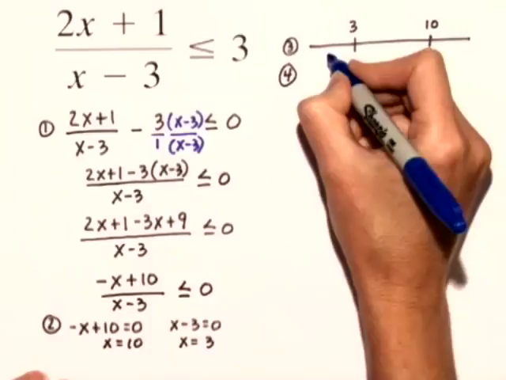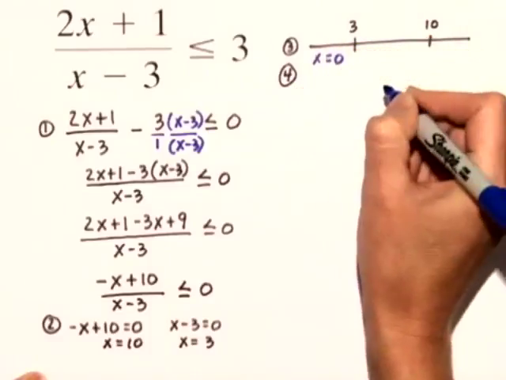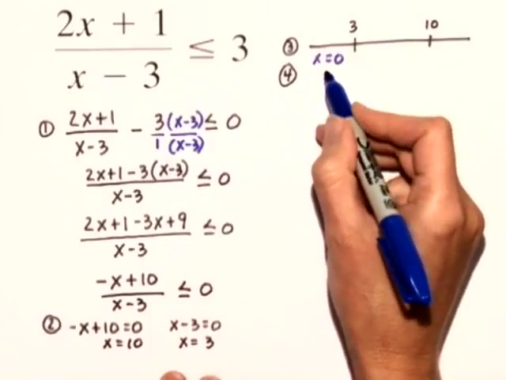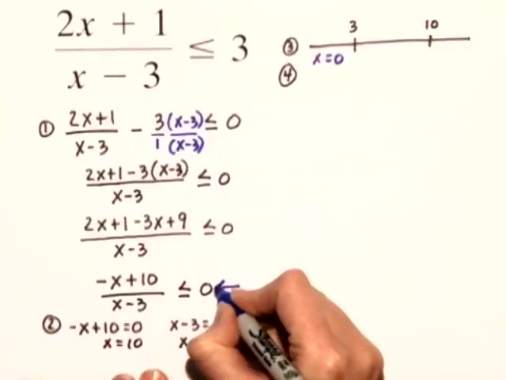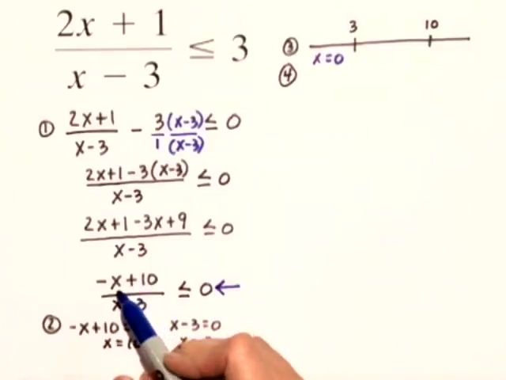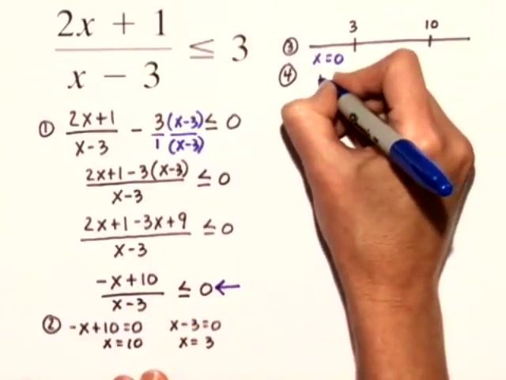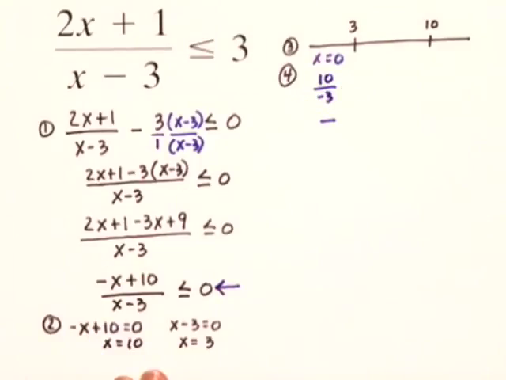So first, let's let x equal a value less than 3. We can choose 0, and we can find our function value now. So if we let x equal 0, let's substitute it right down here where I have the arrow. If we substitute 0 in for x, we'd have (-0 + 10)/(0 - 3). That would be 10 over -3, or a negative function value.